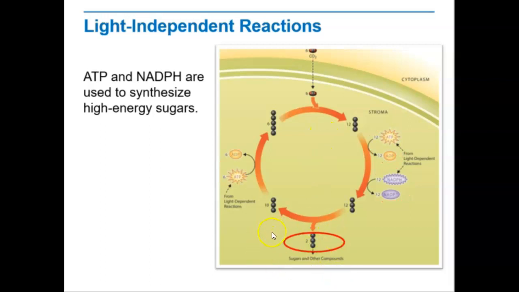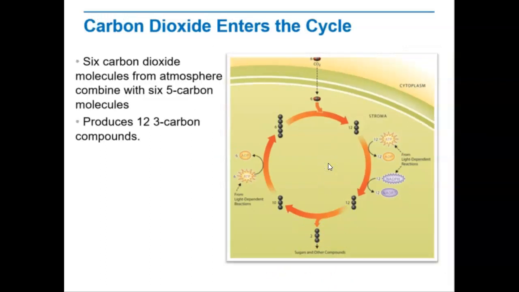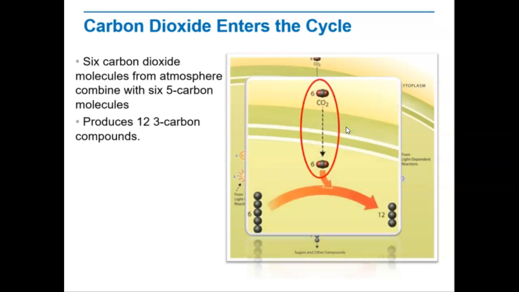All right, so here are those high-energy sugars and other compounds. Carbon dioxide enters the cycle. If you look up here, you can see CO2 is coming in. This is in the stroma, okay? So 6 carbon dioxide molecules from the atmosphere combine with 6 5-carbon molecules. And this produces 12 3-carbon compounds. So 6 and 6 produces 12, okay? And here's that blown up a little bit.